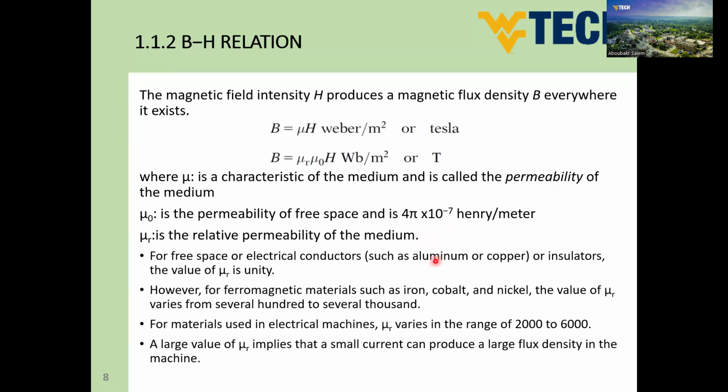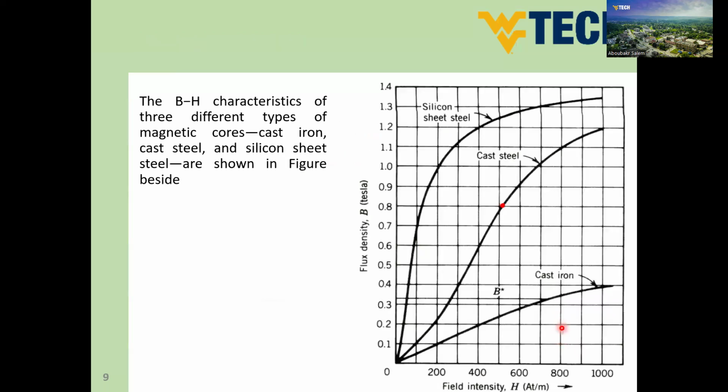What about the other magnetic materials that we can use? What are the values of permeabilities we have? For ferromagnetic materials, such as iron, cobalt, and nickel, the value of mu r varies from several hundreds to several thousands. In magnetic devices like electrical machines, we prefer to have the relative permeability between 2,000 and 6,000. And we will see some examples for that in our sessions.